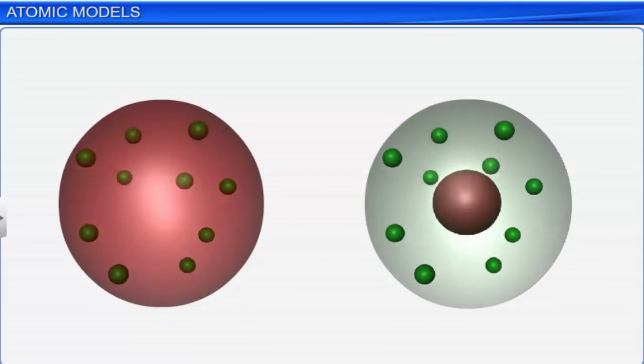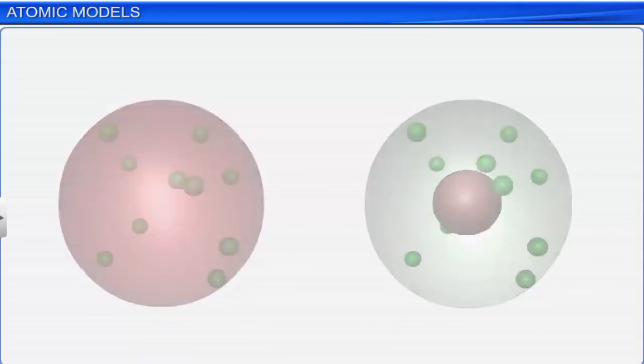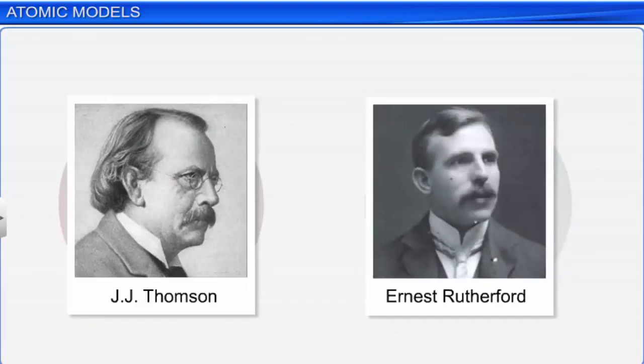Of these models, the models proposed by J. J. Thomson and Ernest Rutherford are of great significance as they paved the way for the modern structure of an atom. Let's discuss both these models one by one.